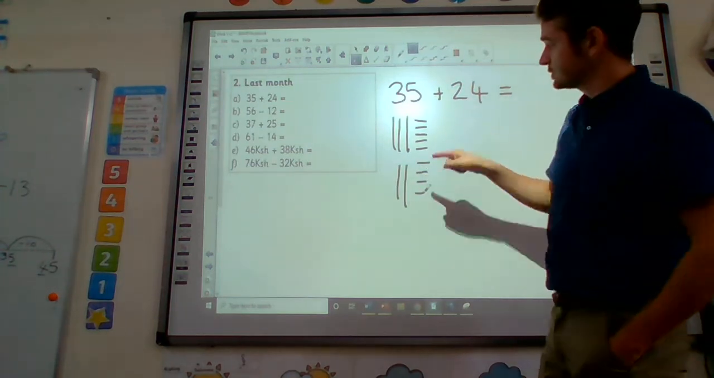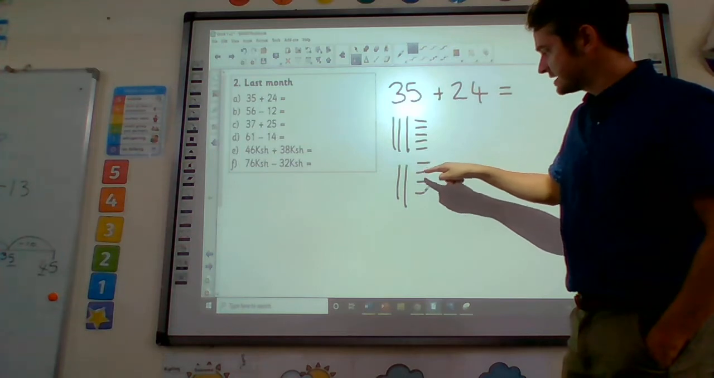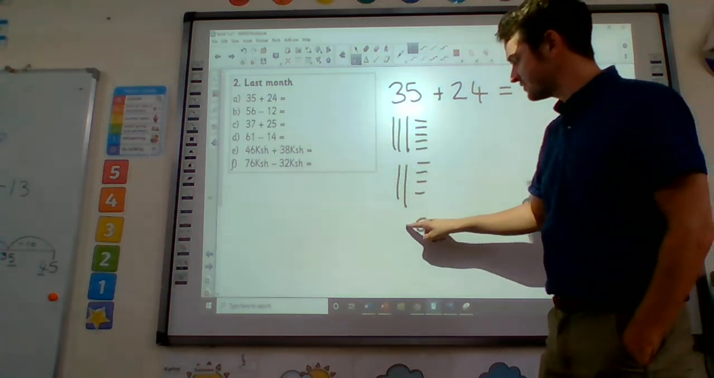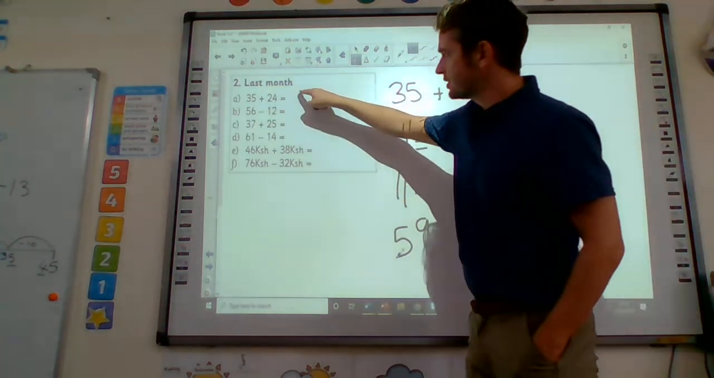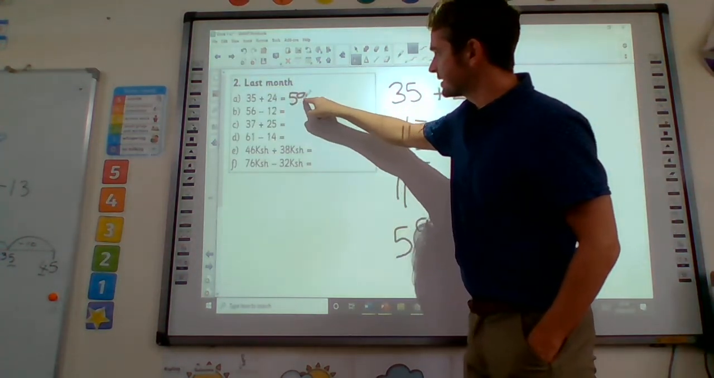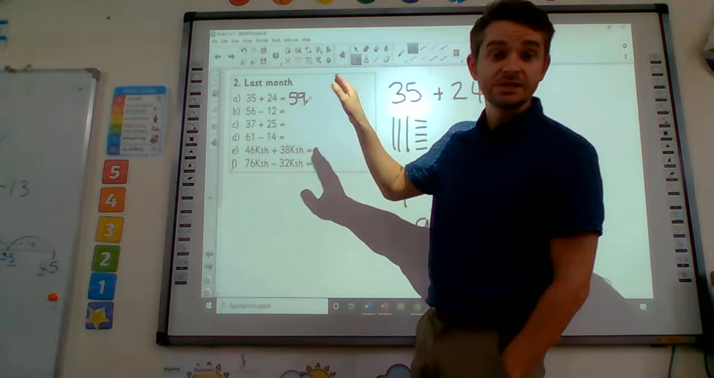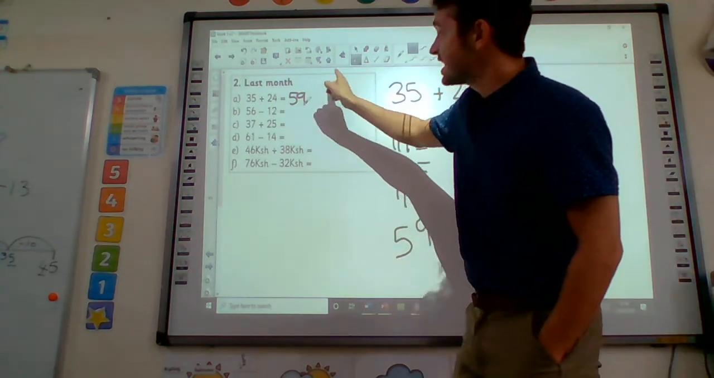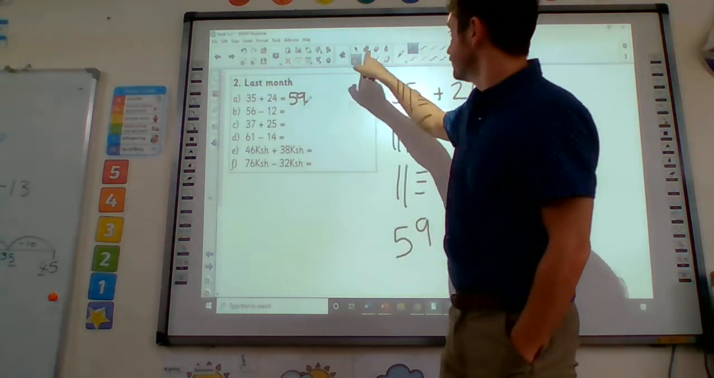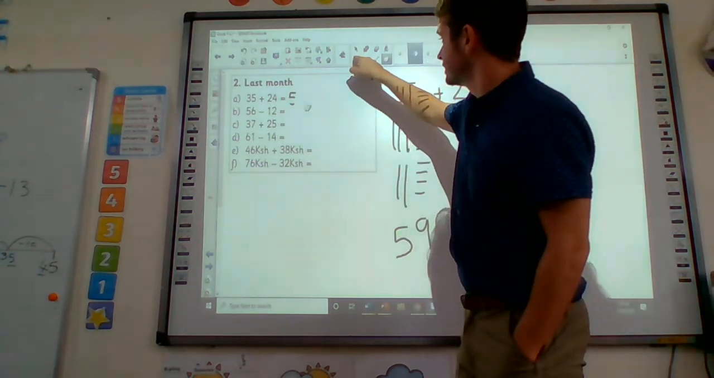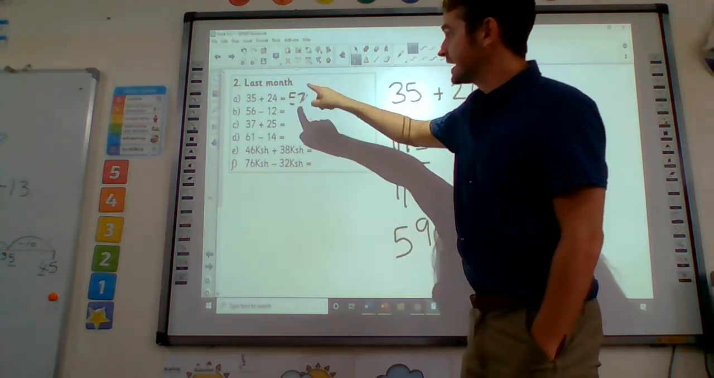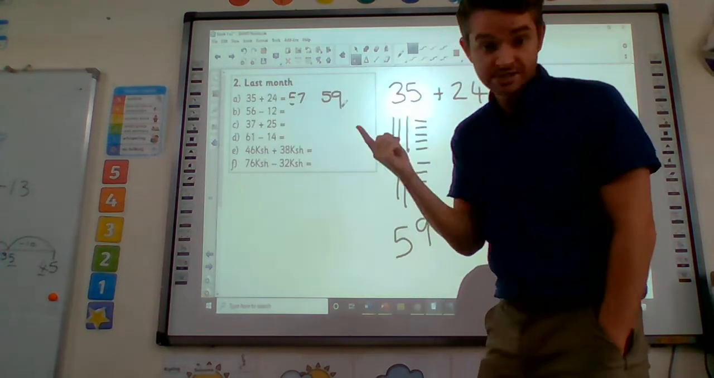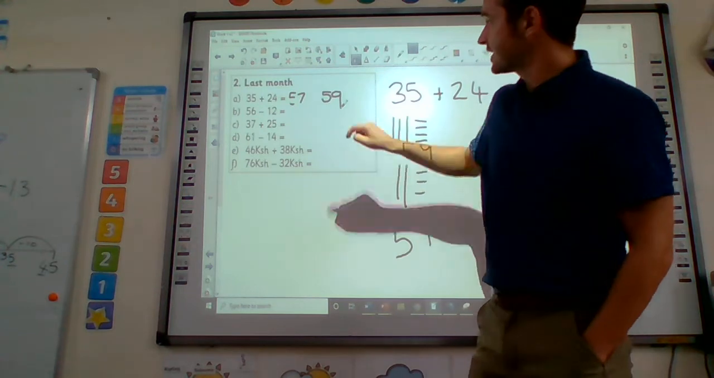I start by counting the ones. 1, 2, 3, 4, 5, 6, 7, 8, 9. 9 ones and 1, 2, 3, 4, 5 tens. My answer was 59. Remember, if you made a mistake and you didn't write 59, I need to see that. So you can write 59 next to your answer. If you had made a mistake and written 57, leave that there, next to it write 59. So you can see which ones that you need a little bit of extra help with.